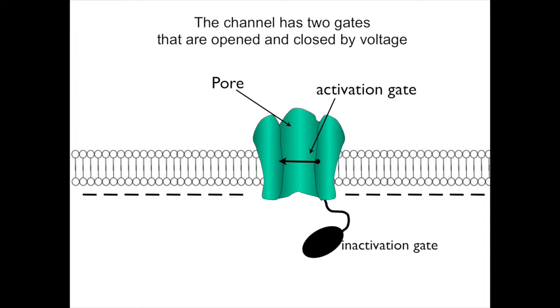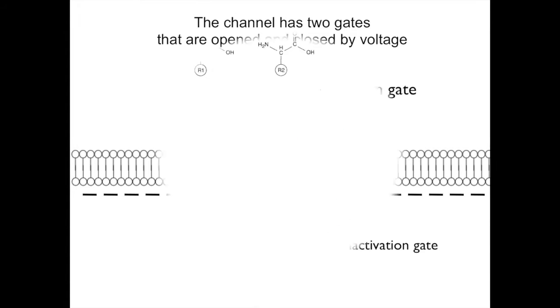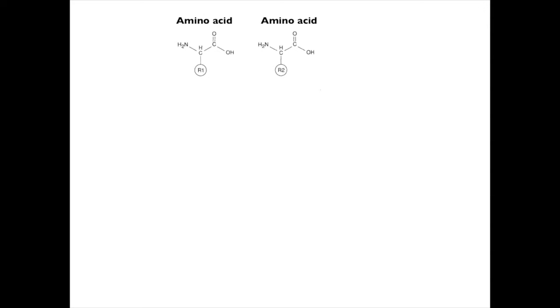But before turning to the structures of ion channels, a brief review of amino acids and proteins will be helpful. All amino acids have a central carbon atom that is covalently bonded to four molecular groups: a hydrogen atom, an amino group, a carboxyl group, and a variable group called an R group. The R stands for residue. The differences among amino acids result from the different R groups bound to each amino acid.